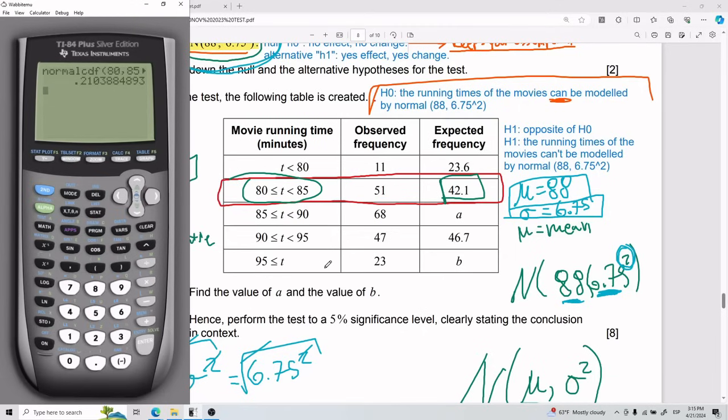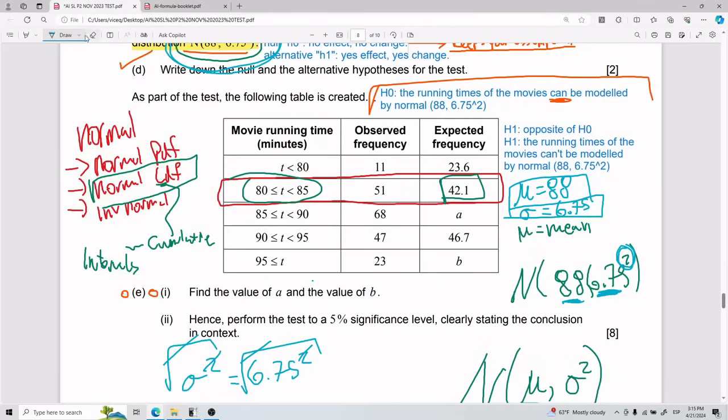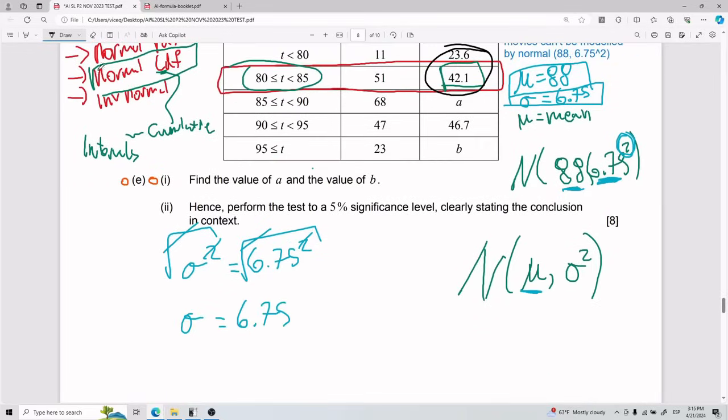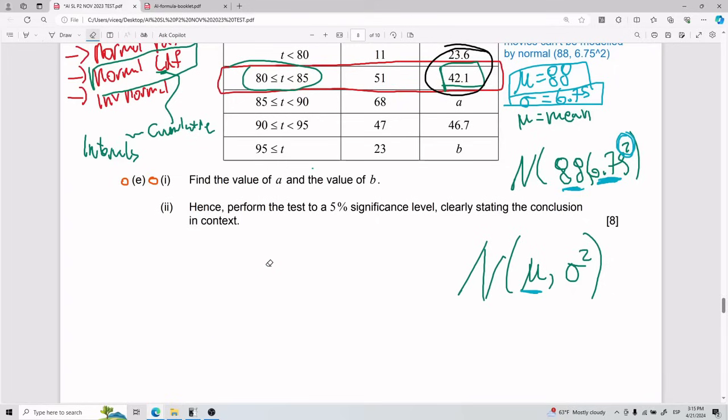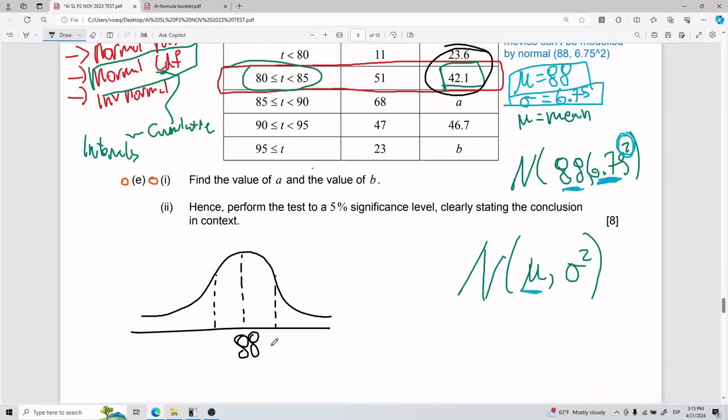All right, cool. Here I can press paste once I fill in all of my information, and I get 0.21. Now you guys might be thinking 0.21 sounds nothing like 42.1. But what did I just do? I went to my calculator and said, I have a normal distribution that has a mean of 88 and a standard deviation of 6.75. From here it would be a mean plus a standard deviation, and from here a mean minus a standard deviation, so your normal distribution looks like this.